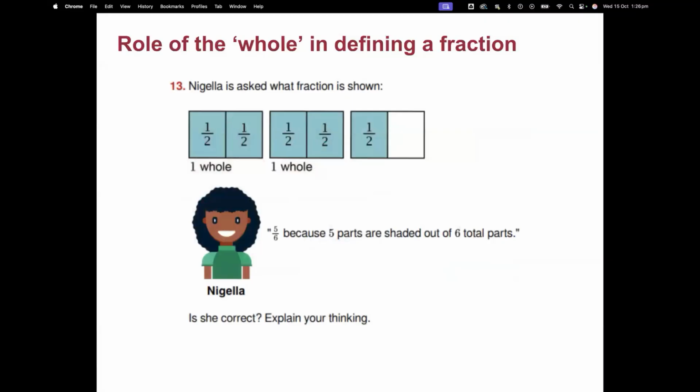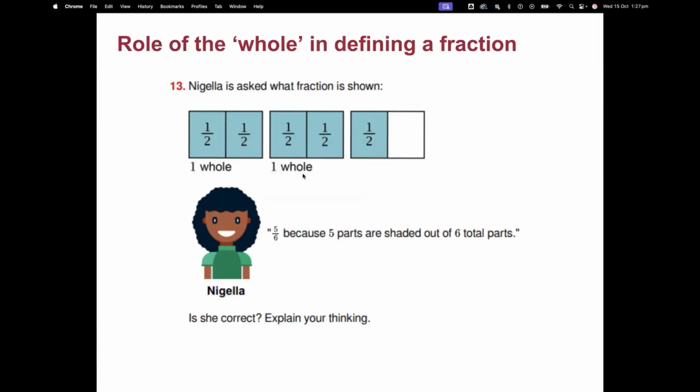This is another misconception question. So here we have Nigella, and she says that, okay, I have 1, 2, 3, 4, 5, 6 parts. And so therefore the fraction that's shown here must be, I have 5 shaded, so 5 out of a total of 6. So she said this shows 5/6. And we want students to recognize, no, that's not true, because there are not 6 parts in the whole.